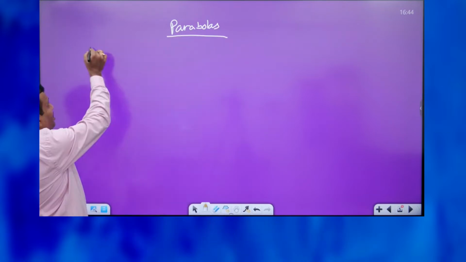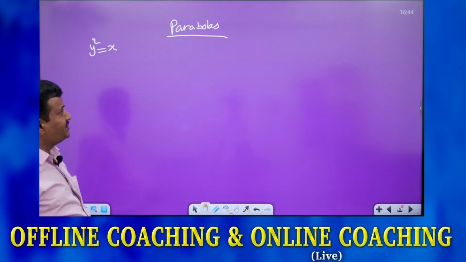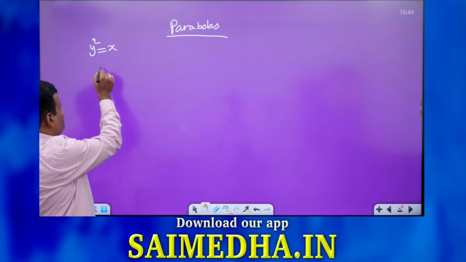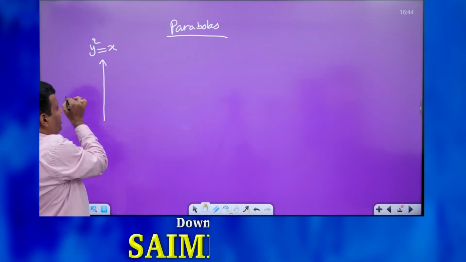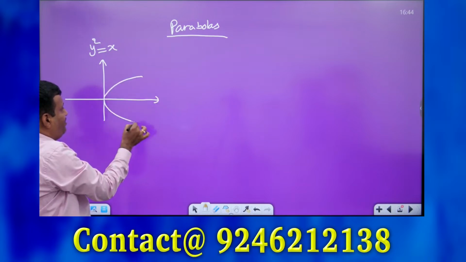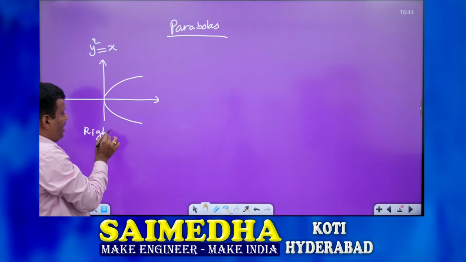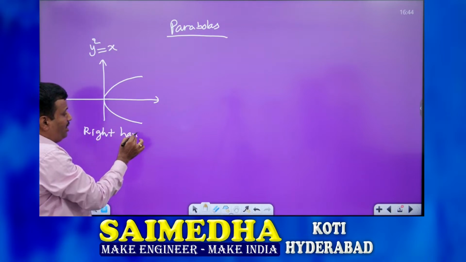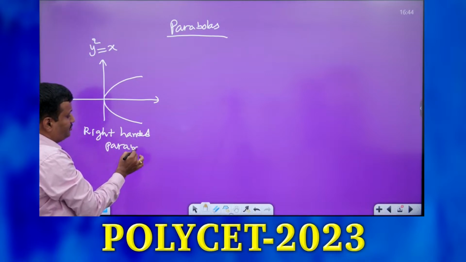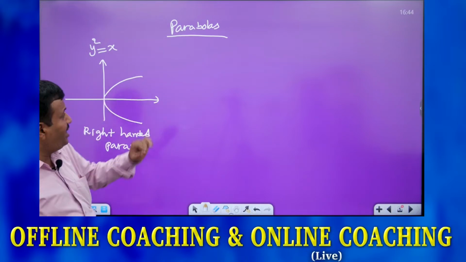One is y square equal to x. Which quadrant does y square equal to x cover? Y square equal to x, it is a right-handed parabola. What is the name of this parabola? It is called right-handed parabola, because it is bending to the right side.